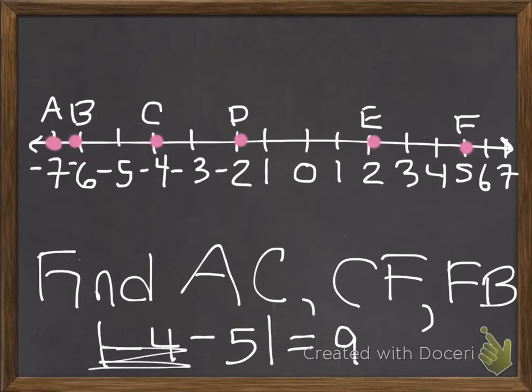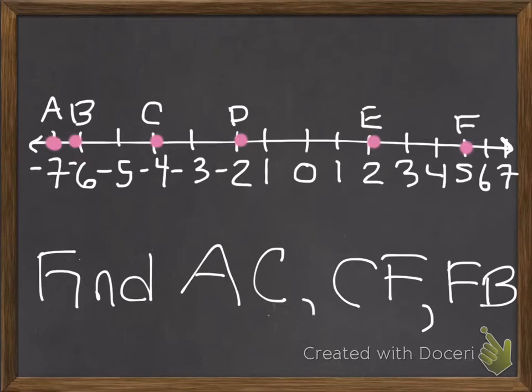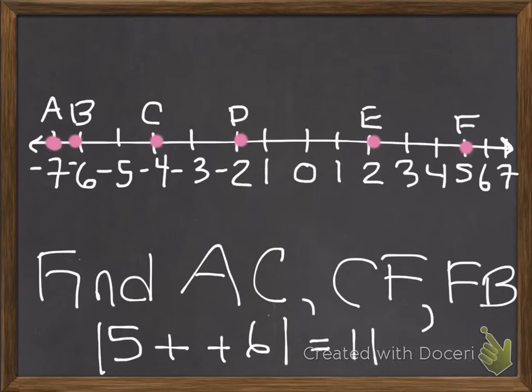And then FB, you're going to take F, which is 5, minus negative 6, which is B. The absolute value of that is going to be 11, and it's positive 11 already, so that is your answer for FB.